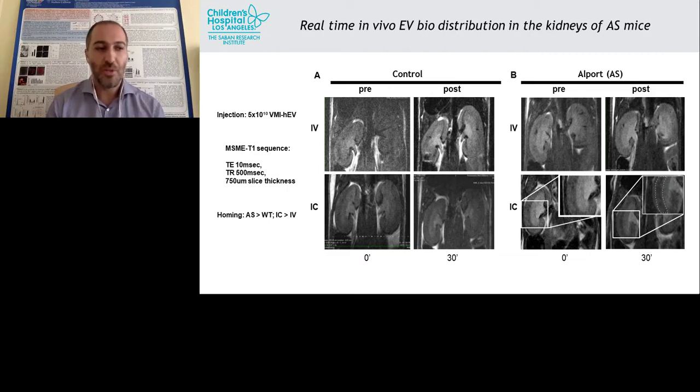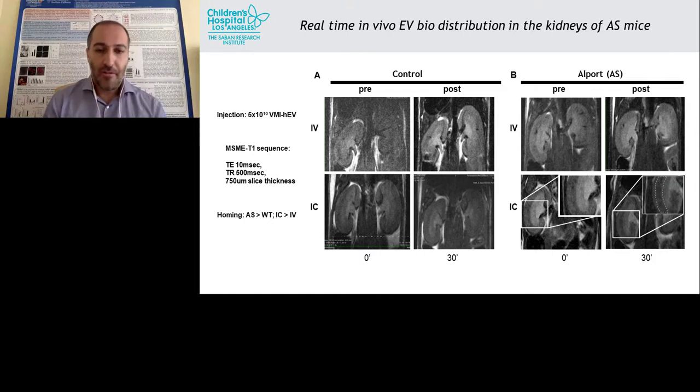And as you can appreciate from these projections, a positive signal was detected only in the Alport mice injected via the intracardiac route. That is nicely shown in the blow-up projections of the renal cortices on the right.